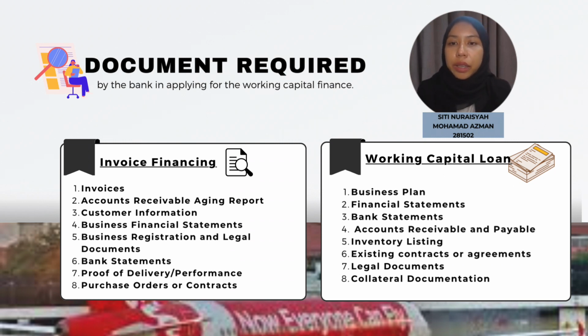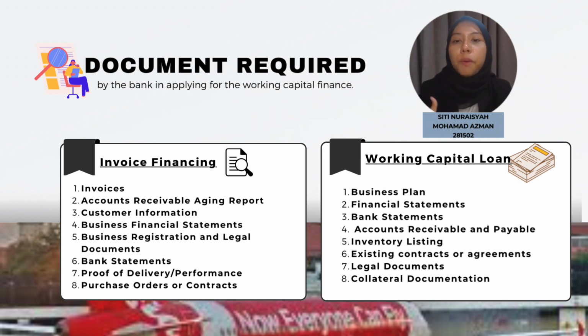So lastly, working capital loan. The documentation that we need is: number 1, a business plan; number 2, financial statement; number 3, bank statement; number 4, inventory listing. Understanding the value and makeup of the inventory assists the lender in assessing Asia's overall financial health and worth. Number 5, we have account receivable and payable. Number 6 is existing contracts and agreements.